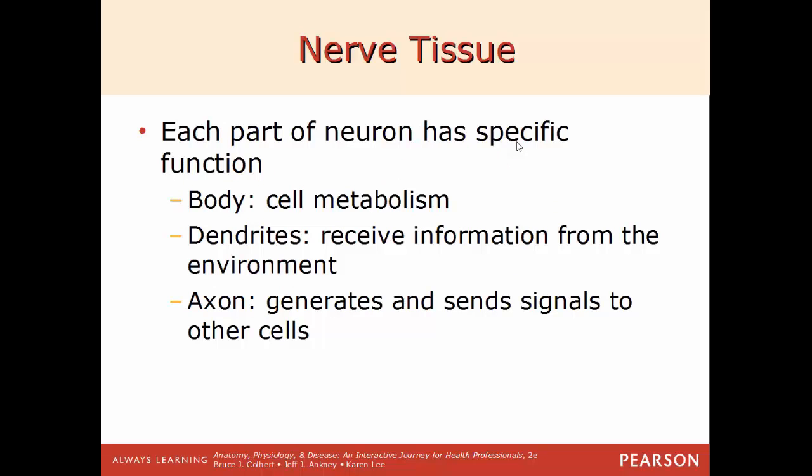The main cell body is where you have cell metabolism, also where you'll find the neuron's nucleus. You have dendrites. These are the branches that will receive information from the environment. So information will go from the dendrites into the cell body to be processed. Once it's processed, information gets sent out of the cell body through a process called an axon. So information, how nerves talk to one another and talk to other tissues, is carried along axons.